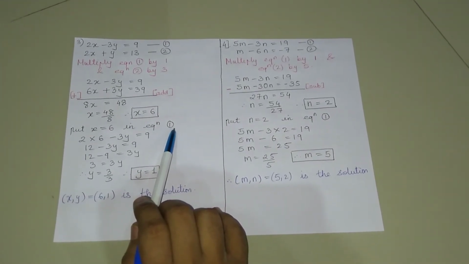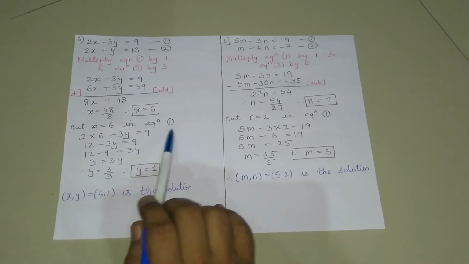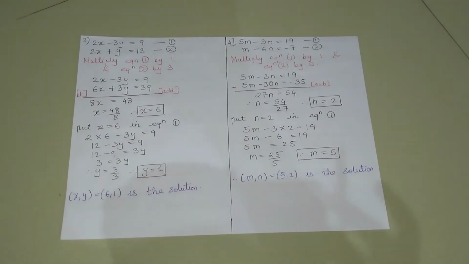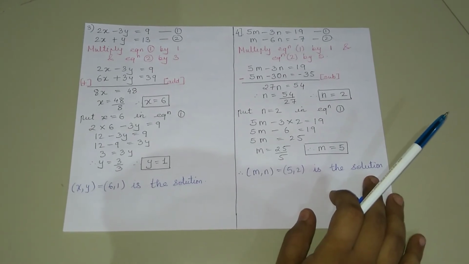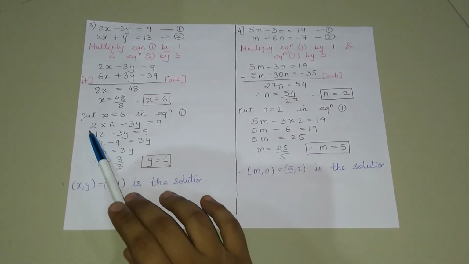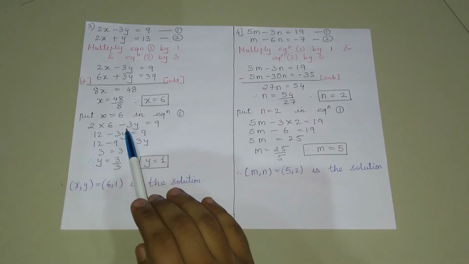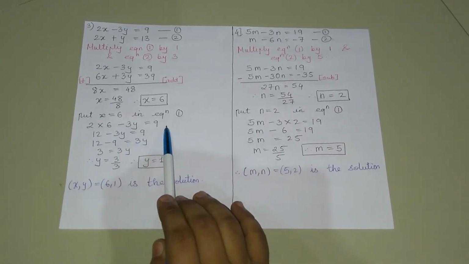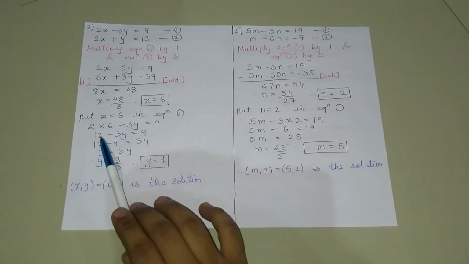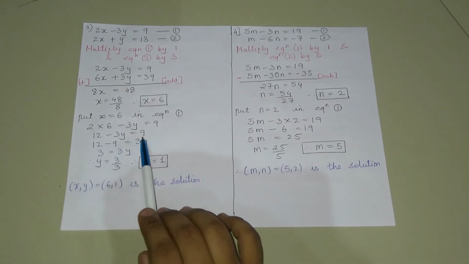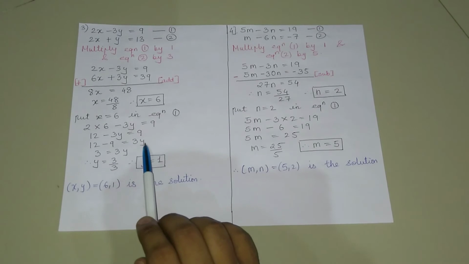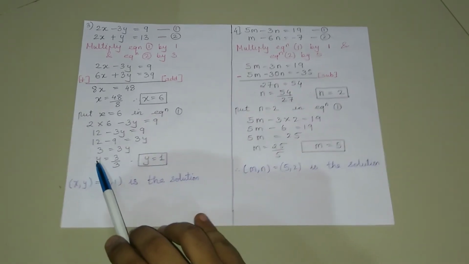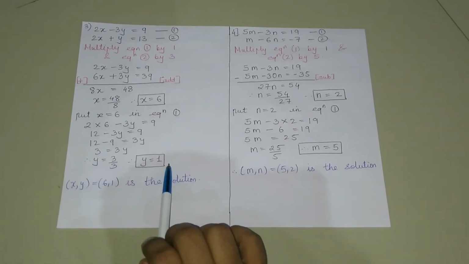So x is equal to 6 in equation 1. What we'll get is 2 into 6 minus 3y equal to 9. So 6 into 2 is 12 minus 3y equal to 9. So 12 minus 9 is equal to 3y. After solving we get the y value as 1. So x comma y is equal to 6 comma 1 is the solution. Now let's take the fourth one.